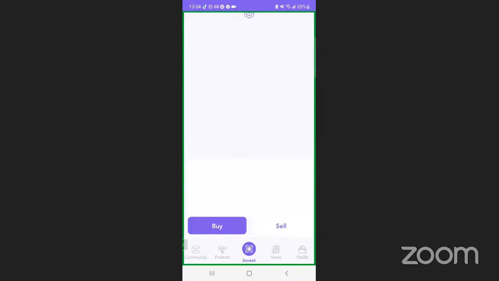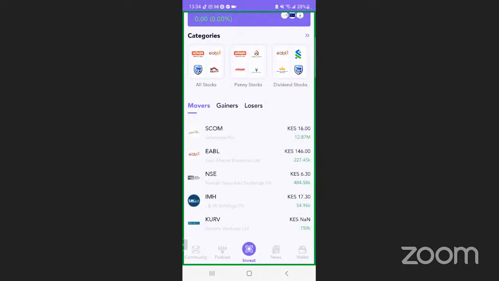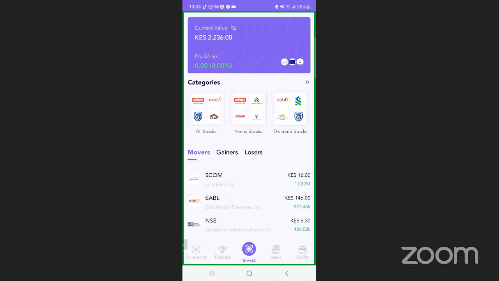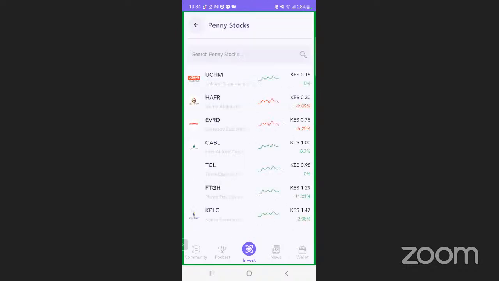So let's go back to the various categories. Okay, so what are some of the categories available in the Kenyan market? Let's say you just want to spend a little money. Let's say you only have like 300 bob or even 400 bob. You can look at the penny stocks. So penny stocks will basically be stocks that are going for less than, let's say, 100 Kenyan shillings, or these are stocks that are going for less than 1 Kenyan shilling or even 2 Kenyan shillings, right?